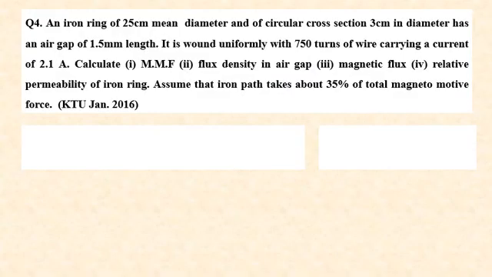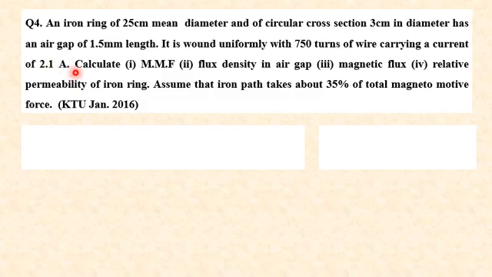Please go through the fourth question. In this question it is said that there is an iron ring with an air gap of 1.5 mm and the mean diameter of the ring as well as the diameter of circular cross section is given, and this ring is wound with a coil having 750 turns and carrying a current of 2.1 ampere.